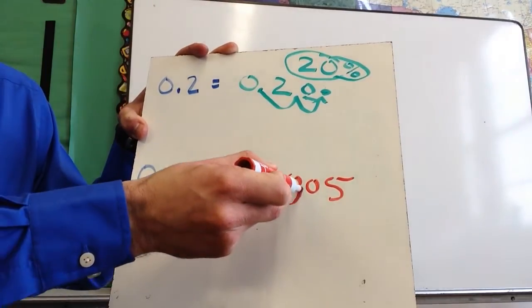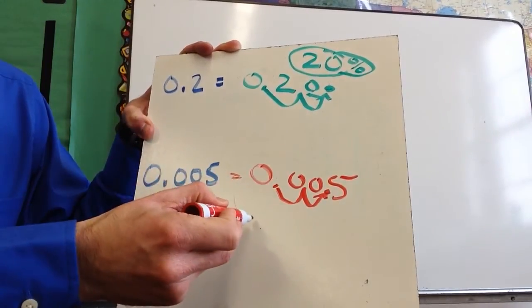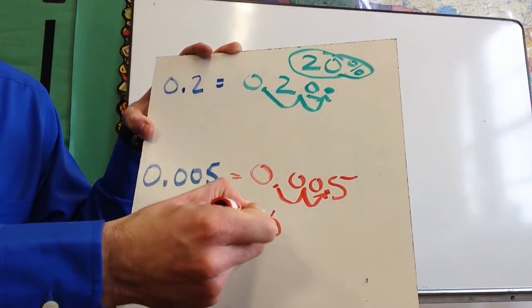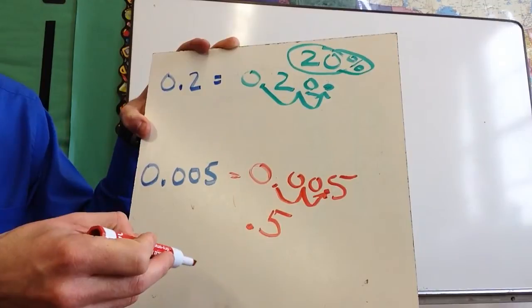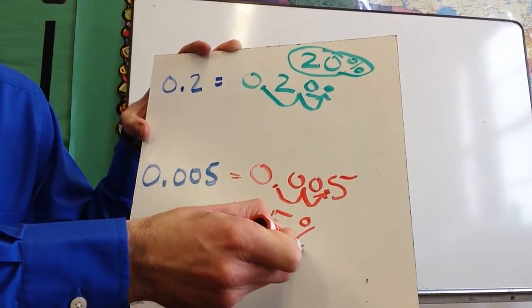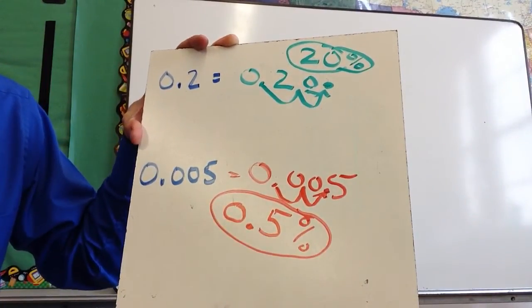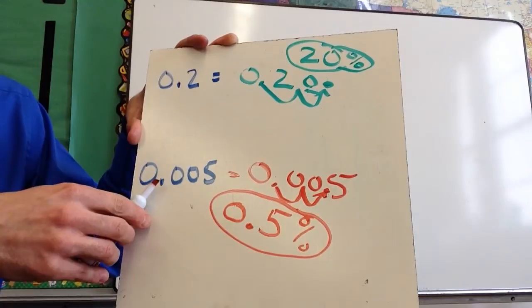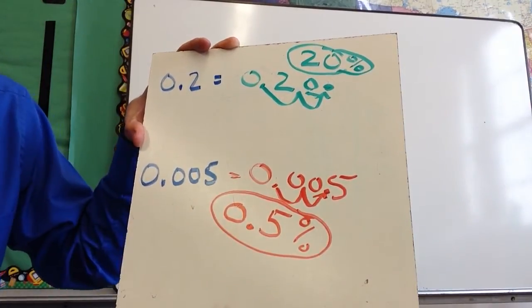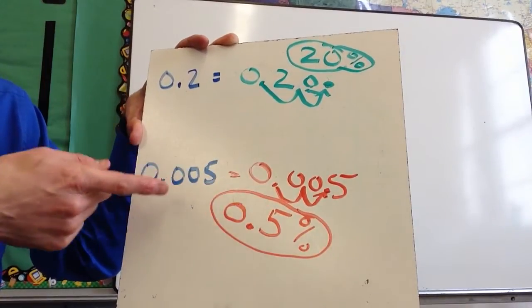So down here, I'm changing this to a percentage, which means I'm moving it 2 to the right. So this is going to go 1, 2. It's going to go here. So now I still have the point and the 5. Remember, if there's nothing to the left of the decimal, I need to put a 0 there. And this is a percentage. So there is my final answer. 0.005 as a percentage is 0.5%. Okay, so remember now when I'm going from decimal to percent, I'm moving to the right.